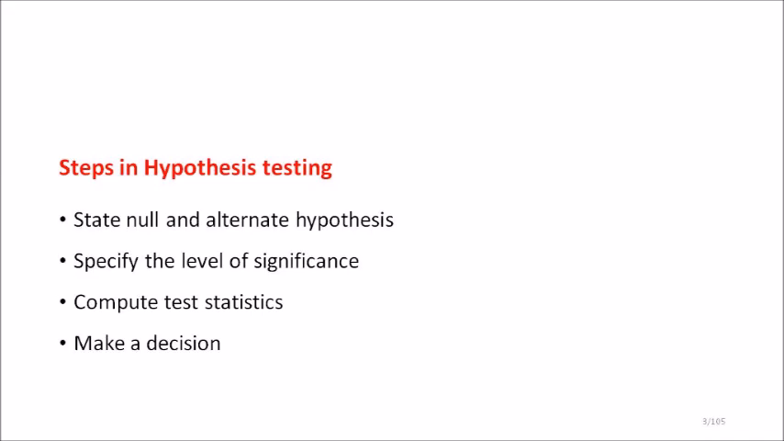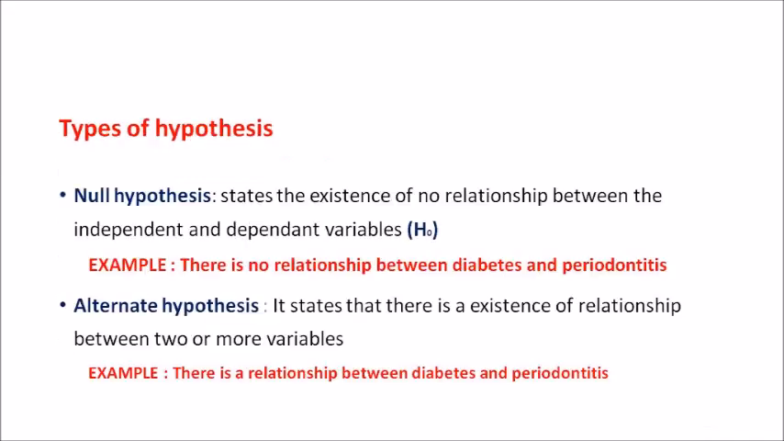So first, as I've told you, we should state the null hypothesis and the alternate hypothesis. Next we have to set the level of significance. Next is the test statistics, that is our test of significance, and the final thing is making a decision based on our p-value. Clear? Let me explain everything in detail. So first we will see what is a null hypothesis and what is an alternate hypothesis.